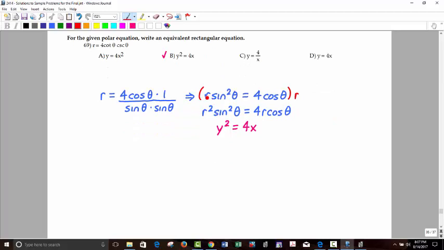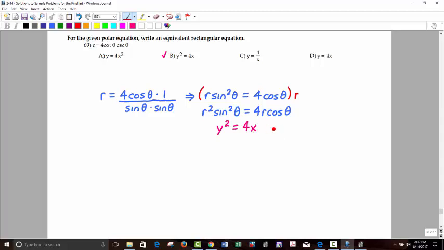So then multiplying by r on the left side gives you r squared. So now I have two r's and two sines. So basically it's r sine theta multiplied by itself. So it's y times y, r sine theta gives you y squared. And then on the right side you have 4 r cos theta, and r cos theta is just x.